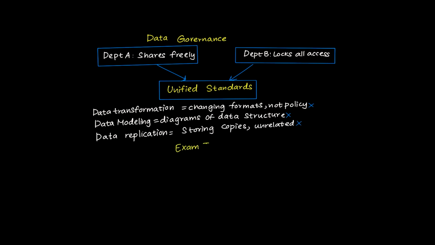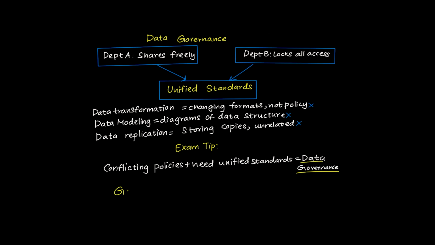Here's a WGU D467 exam tip for you. When a question describes conflicting data standards, policies, or management practices across an organization, data governance is the answer. Quick recall hook: governance = government over your data.